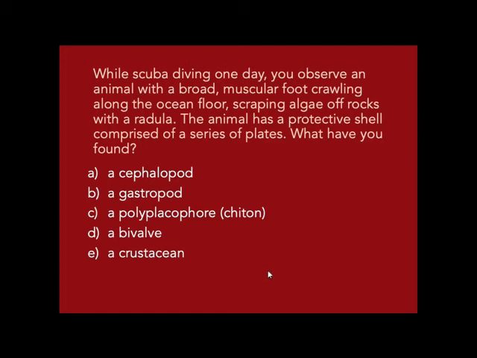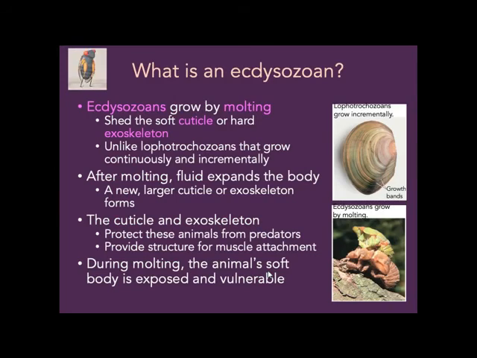So a lophotrochozoan, you see this top picture of a clam, right? It has little rings. Every year that it lives, it grows a little bit bigger and has a little bit of a bigger ring. So it can grow continuously in little bursts throughout its life. However, in an ecdysozoan, they basically stay the same size, and the only way they can get bigger is to molt. So after they molt, fluid expands the body, and they can expand their body larger, and then they will form a larger cuticle or exoskeleton after their outer coating hardens.